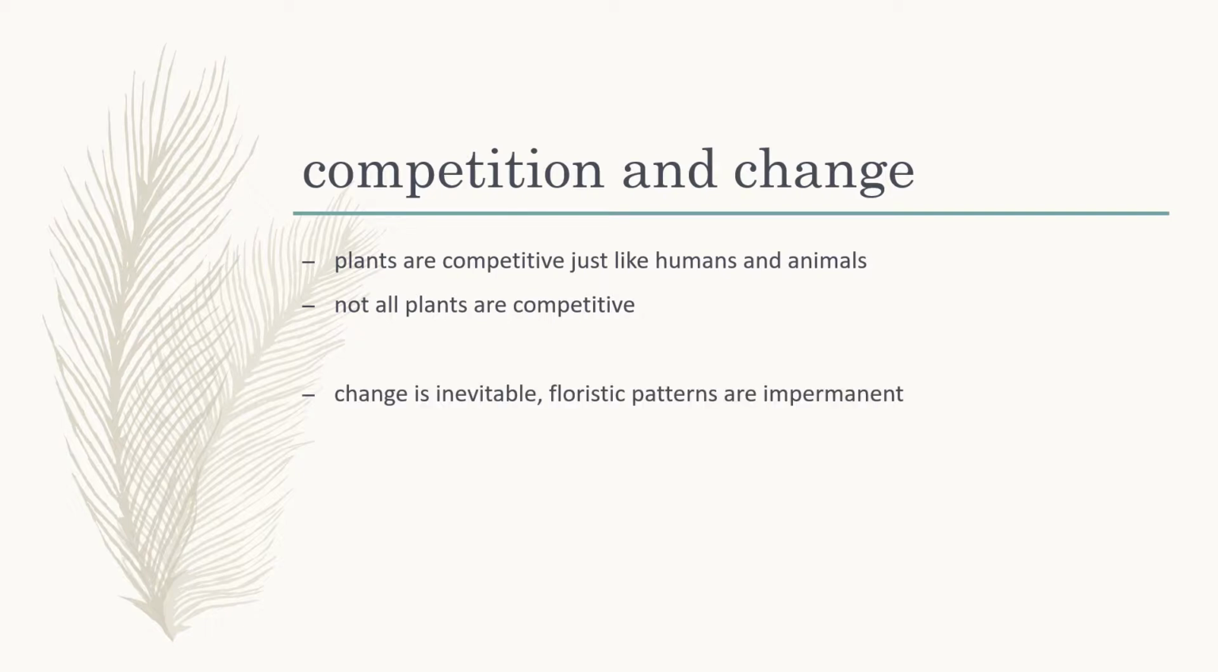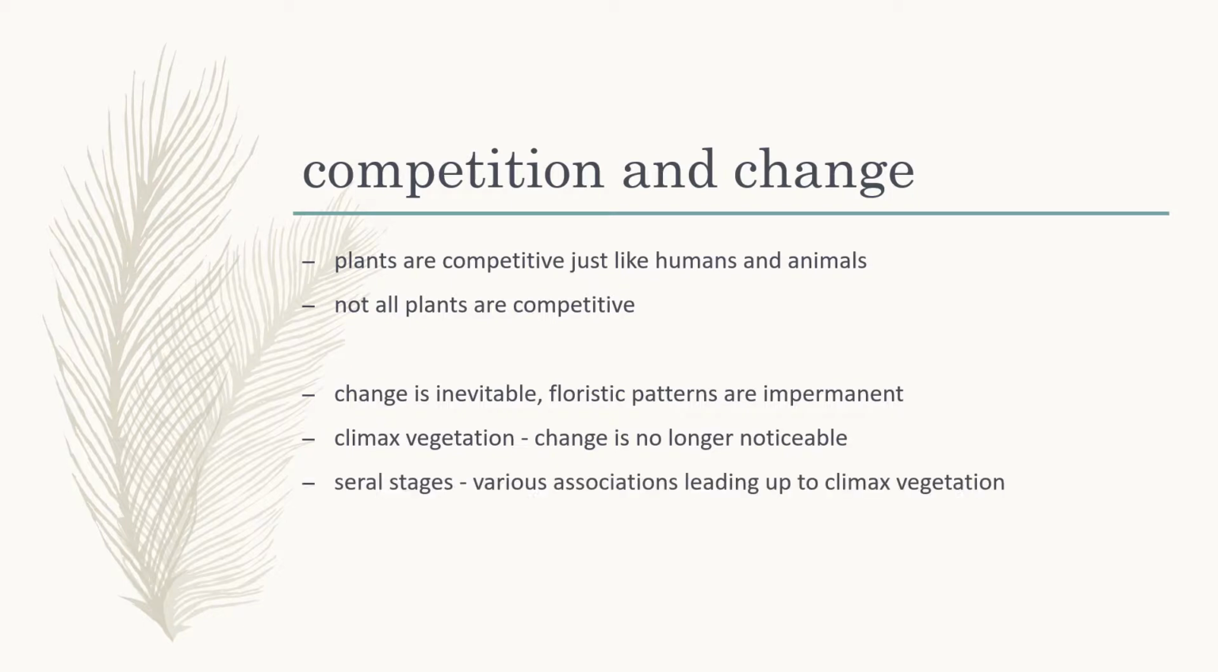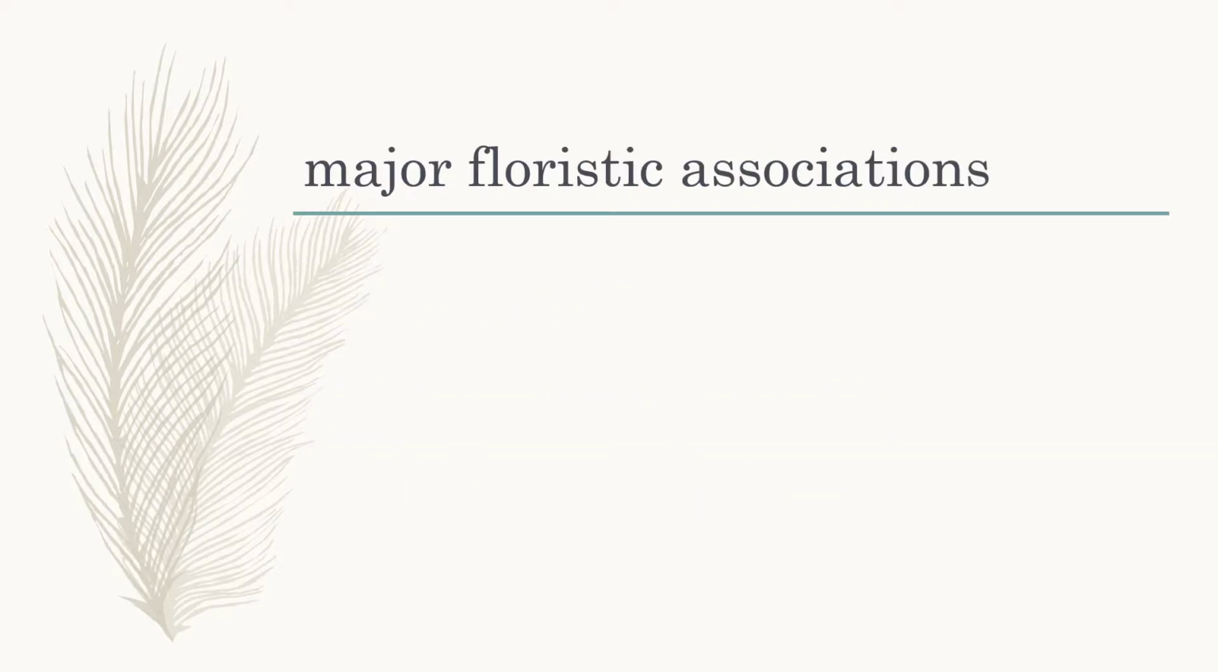Change is also an important part of plants, since change is inevitable. Plants can reach a stage called climax vegetation, in which even if change is occurring, it is no longer noticeable. The stages leading up to this climax vegetation are known as seral stages.